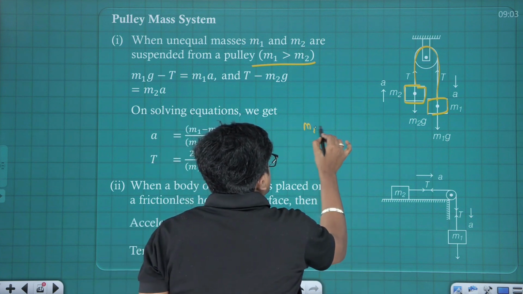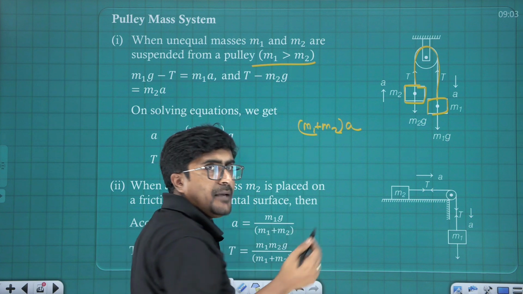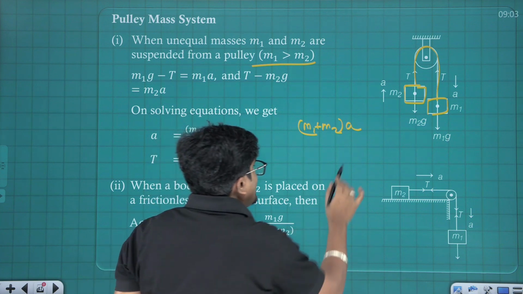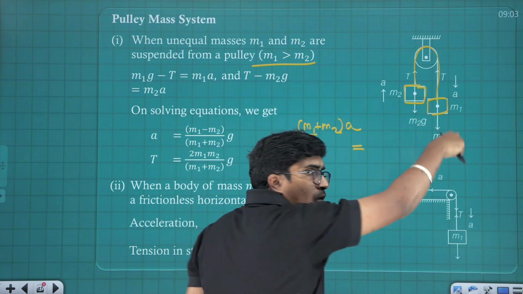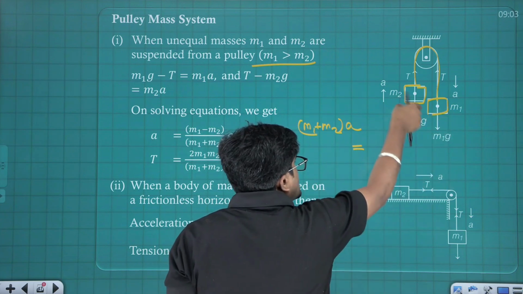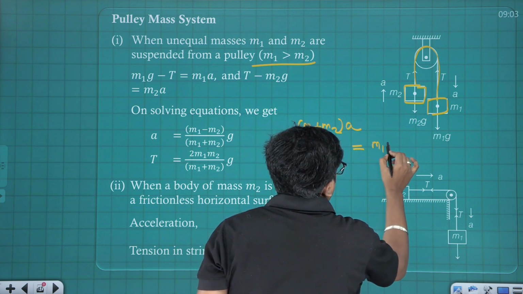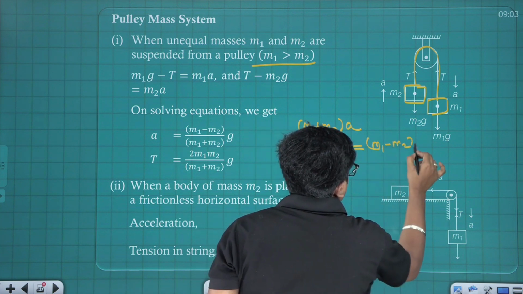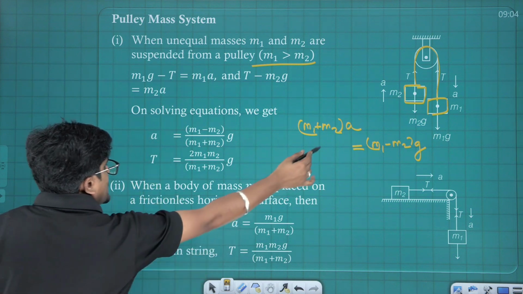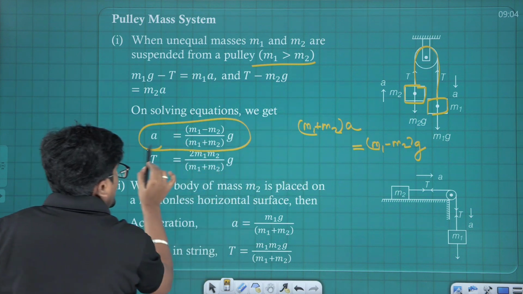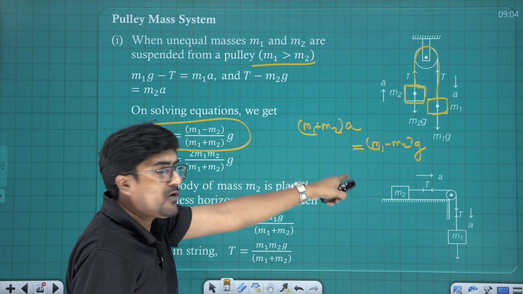Now this particular system is going to have the net force as (M1 plus M2) into a, that is just because of the downward pull due to M1 minus the opposing pull due to M2. So this is going to be (M1 minus M2) into g. So if you see the acceleration, you may have the same expression here, that is a equals (M1 minus M2) g upon (M1 plus M2).